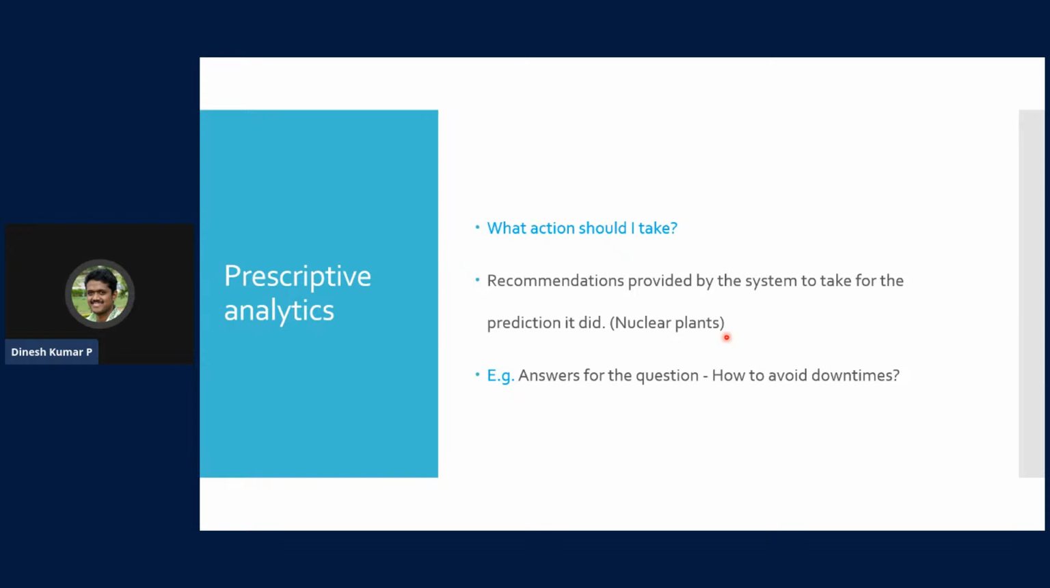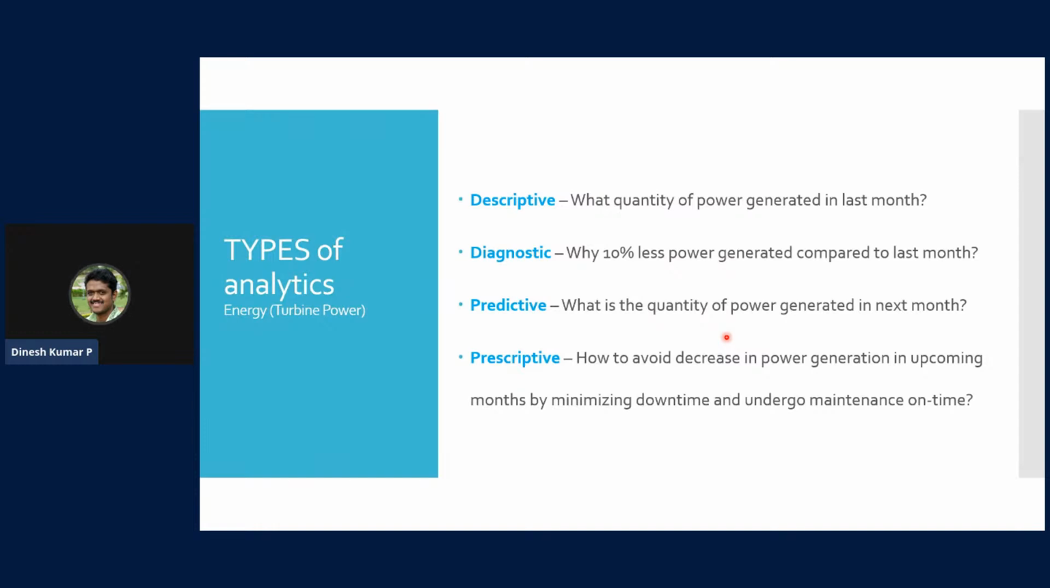So whenever there is a critical thing happening, whether it is a power shutdown or something like that, that nuclear plant will automatically decide what should be done. Either it has to shut down all the operations, or it has to enable the cooler, or whatever it may be, right? So these are the types of analytics. And once again, I have produced a simple example considering one single domain, that is energy and the turbine power. These are very simple examples to understand in layman's terms.